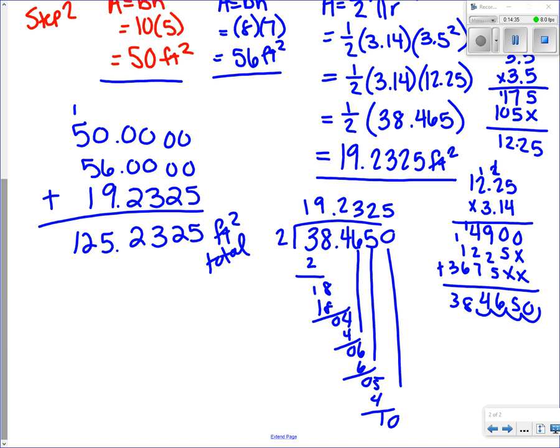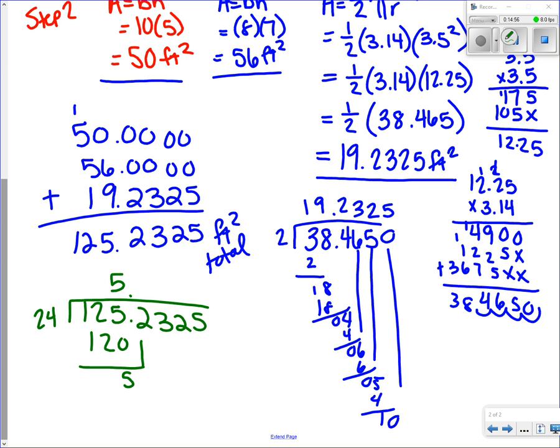So I'm going to switch colors so you can see it. So remember that last step that we decided up on the top was that we want to divide by 24. So I'm going to take that answer that I just got, and I'm going to divide it by 24. So 24 goes into 125 5 times. That's 120. I have 5 left over. Bring down that 2. 24 goes into 52 twice, which is 48.